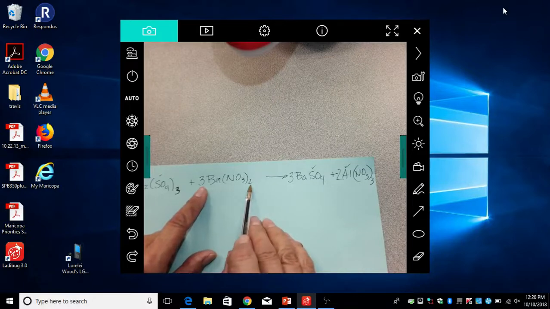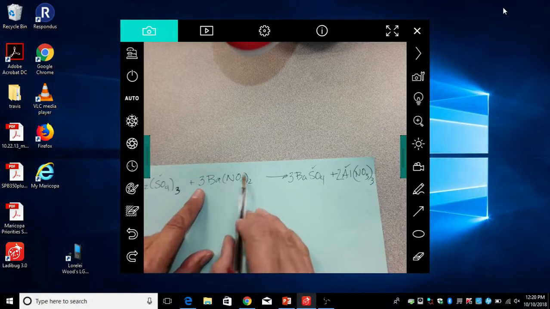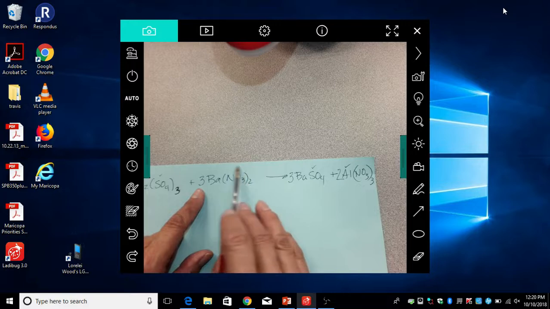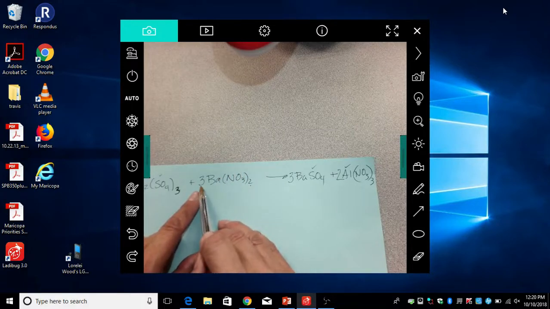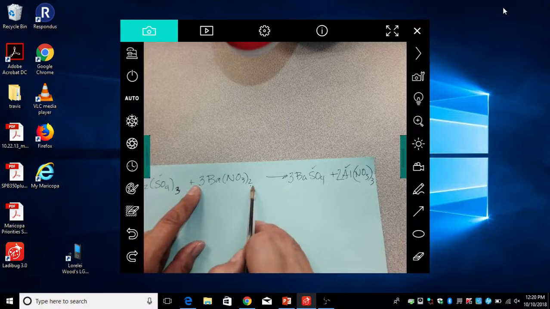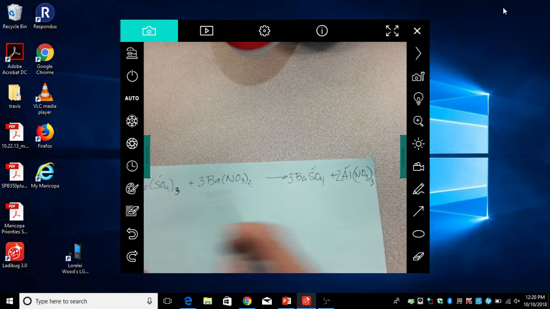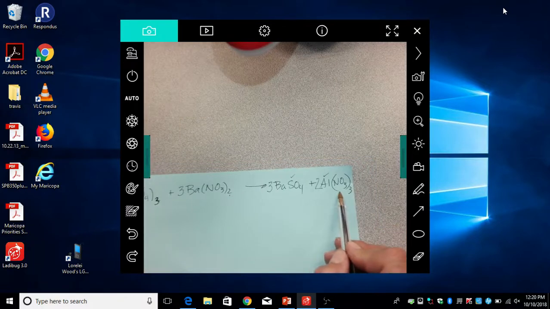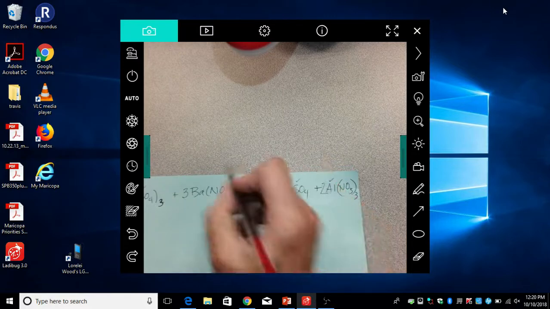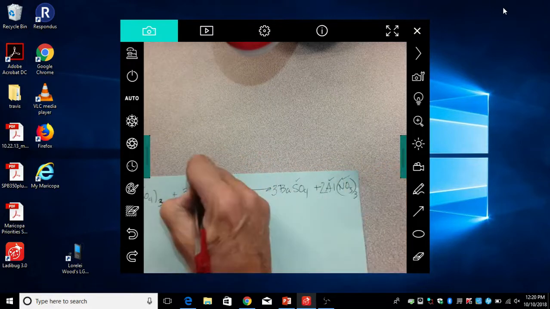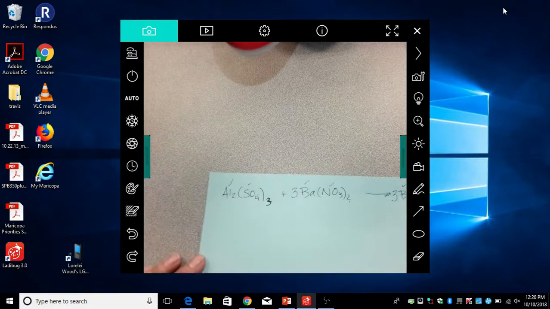And now I've got to look at nitrogen. Now this is where it gets complex. Remember, everything in the parentheses you're going to treat like a single unit. If there's 2 of them there, and there's 3 of those entire units, and each unit has 2 of them, 3 times 2 is 6 nitrates on the reactant side. How many nitrates on the product side over here? Not 3. 3 times 2 is 6 nitrates. So now we are balanced. This equation is in fact balanced. Let's double check and make sure.